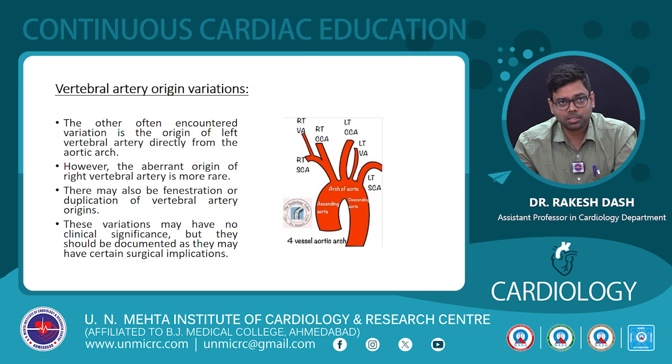Next common variation is the origin of the vertebral artery. The most common variation of the vertebral artery is the left vertebral artery originating in between the left common carotid artery and the left subclavian artery. But sometimes there is a bilateral left vertebral artery originating from the arch. In that case, the right vertebral artery originates in between the brachiocephalic trunk and the left common carotid artery.